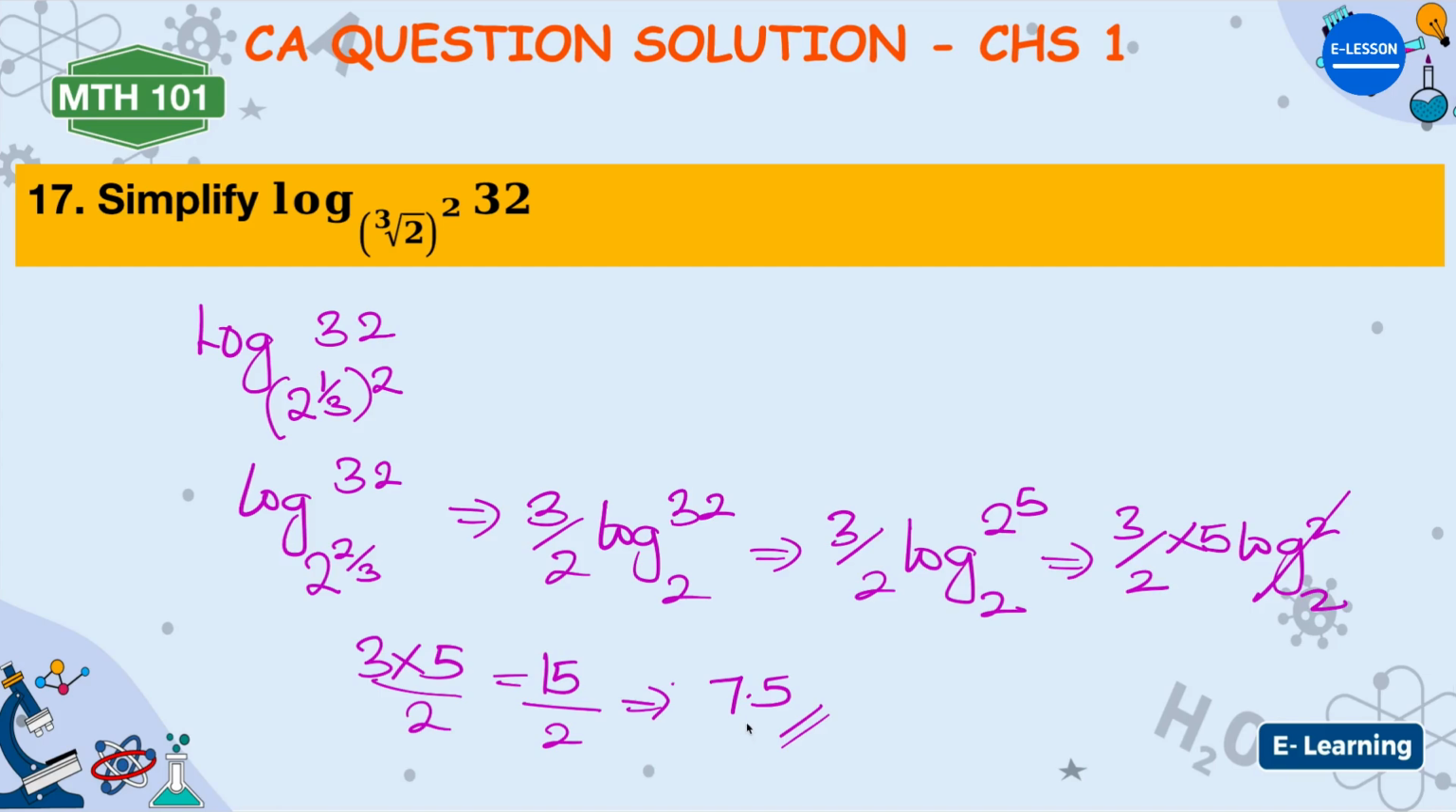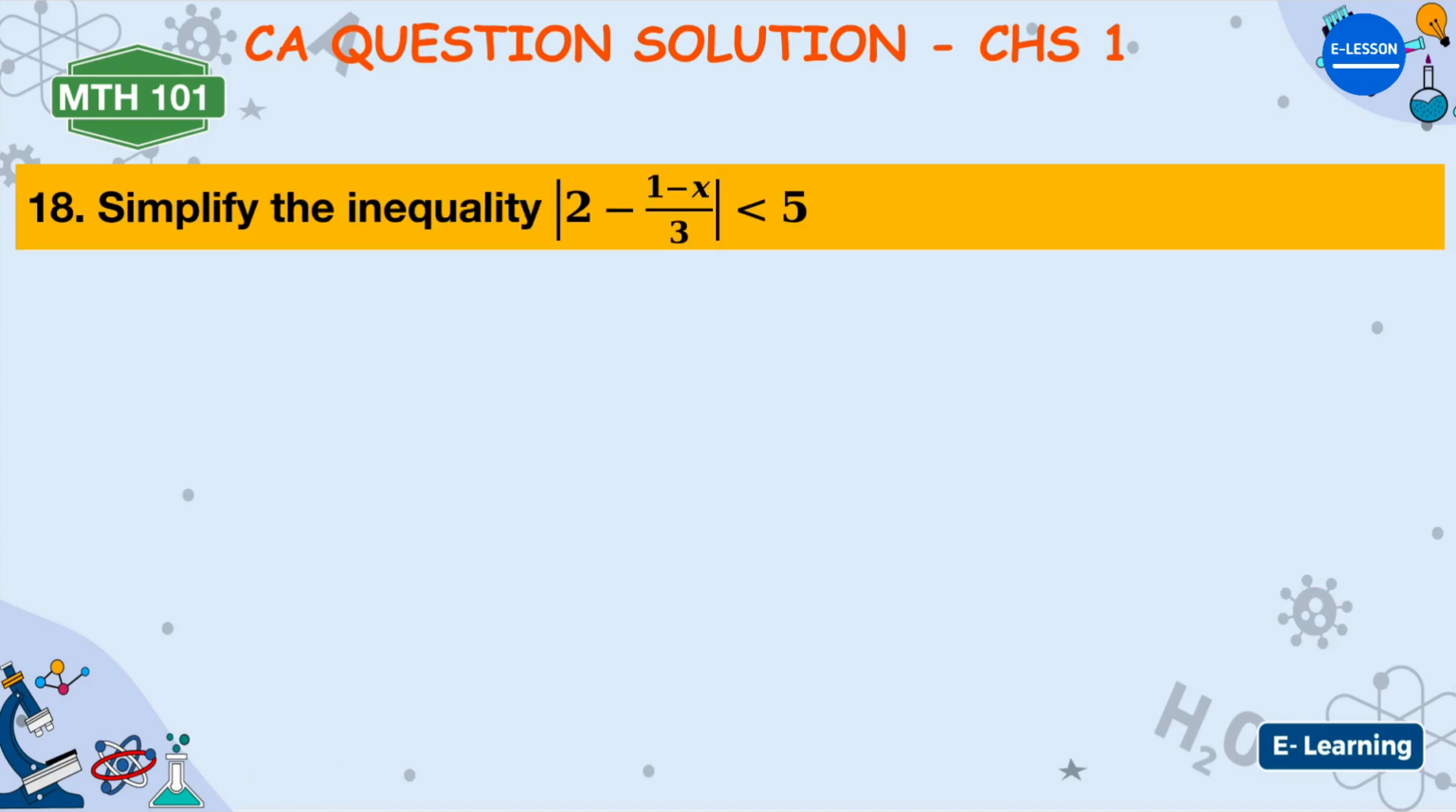Now, let's look at question number 18. It says simplify this inequality. Now, how do you simplify something like this? It's very easy. First of all, this is the absolute value. Take note, absolute value is a non-negative value of anything, of 1 minus x divided by 3, then less than 5.